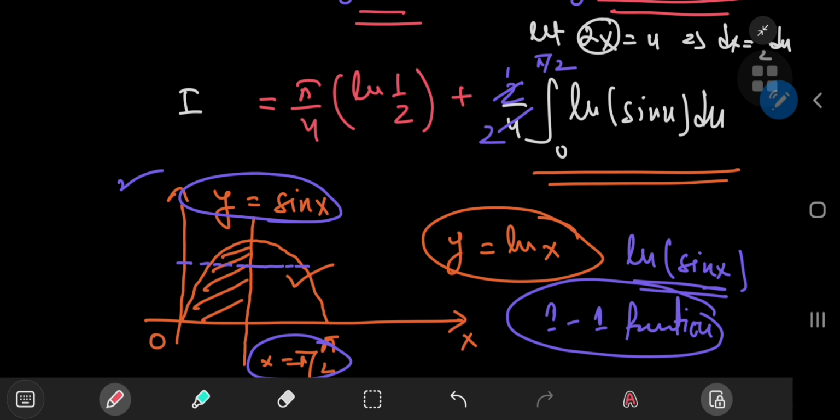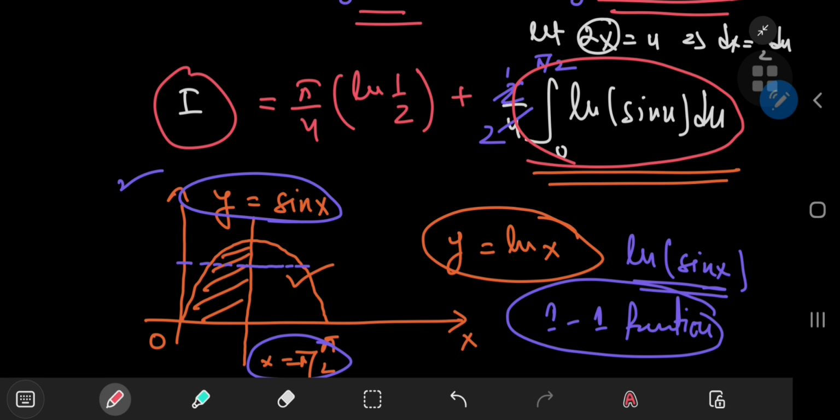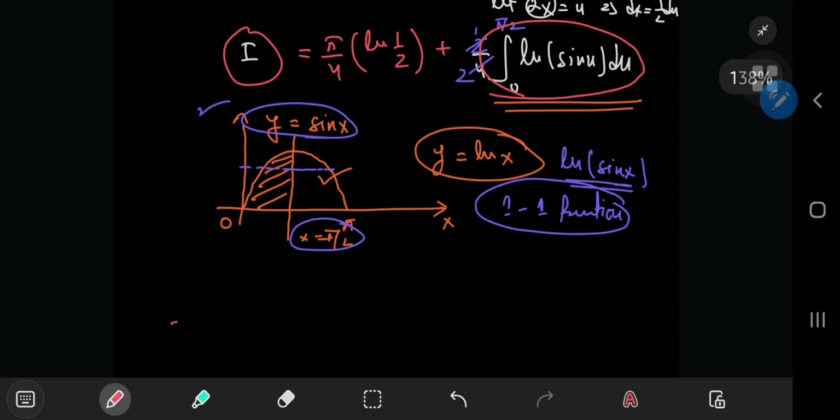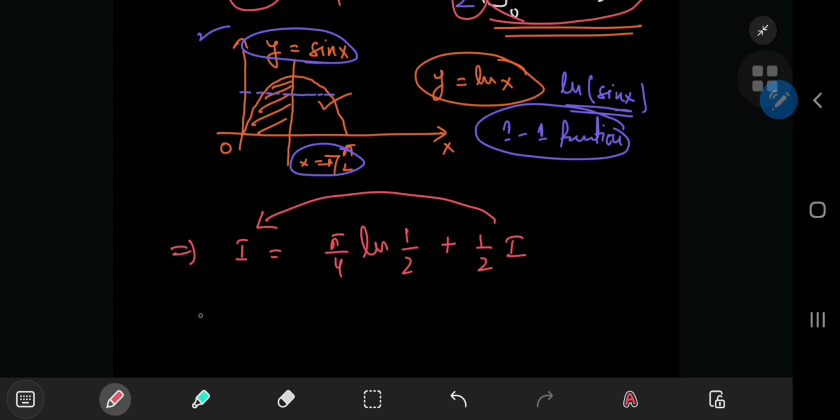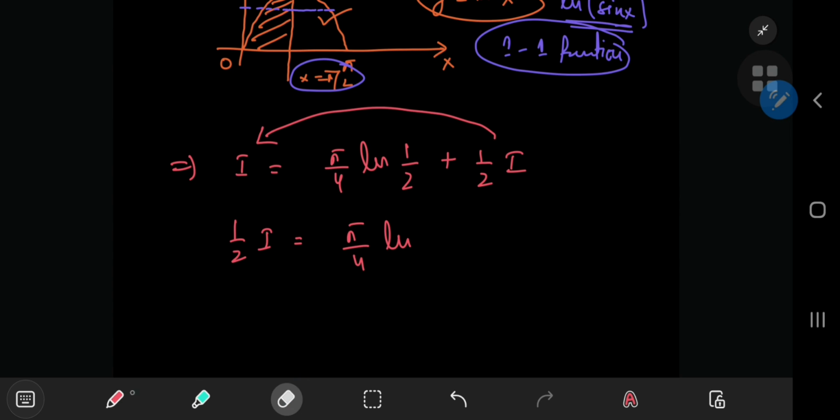All of this is really cool because the integral from 0 to pi by 2 of the natural log of the sine of x is just the integral I that you started with. So writing this down here, we have I equal to pi by 4 times the natural log of 1 by 2, and added to it is 1/2, right? 1 by 2 times I. So if you transfer this to the left-hand side, you have I minus I by 2, which of course is 1/2 of I. So 1/2 of I equals pi by 4 times the natural log of 1 by 2.